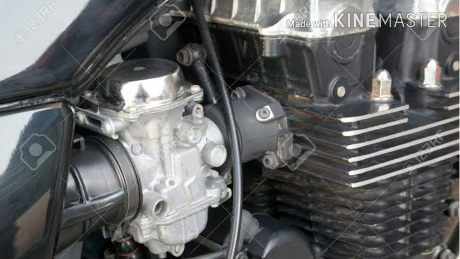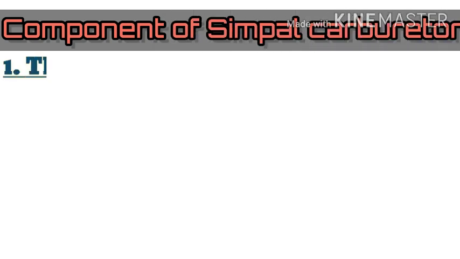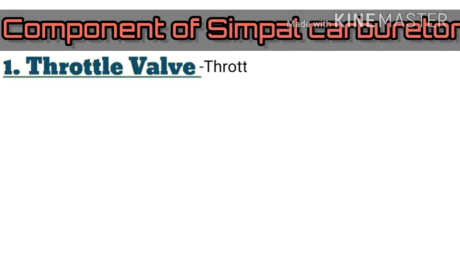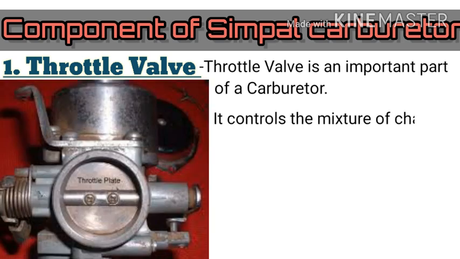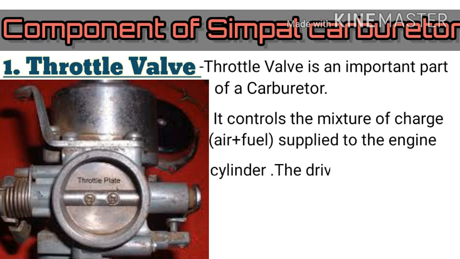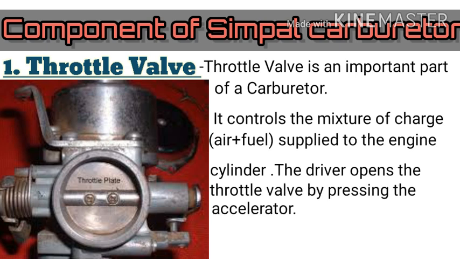जैसा कि आप यहाँ पर देख रहे हैं, कार्बोरेटर लगा हुआ है। Components of a simple carburetor: Throttle valve. The throttle valve is an important part of a carburetor. It controls the mixture of charge, air plus fuel, supplied to the engine cylinder. The driver opens the throttle valve by pressing the accelerator.